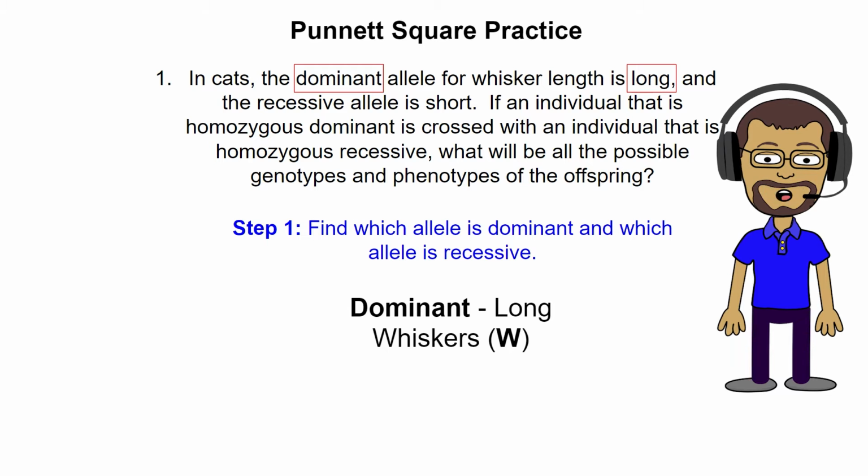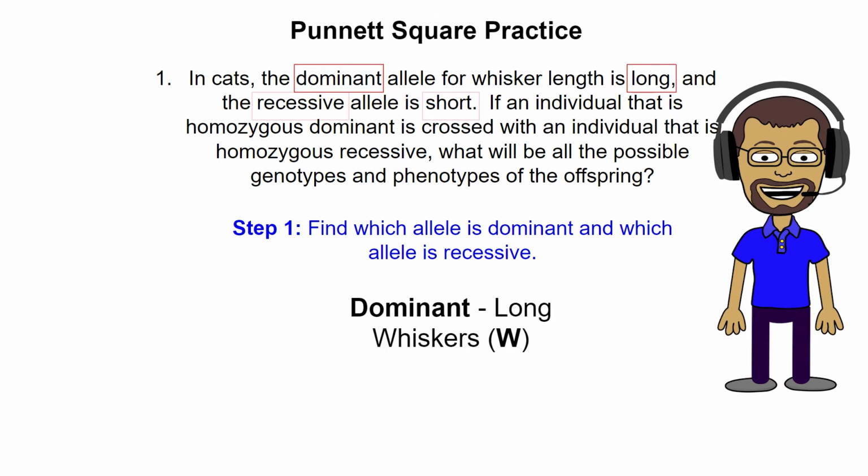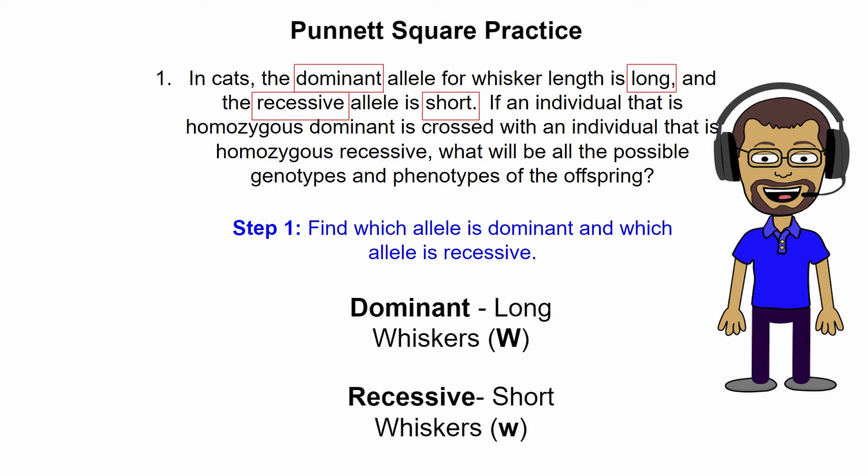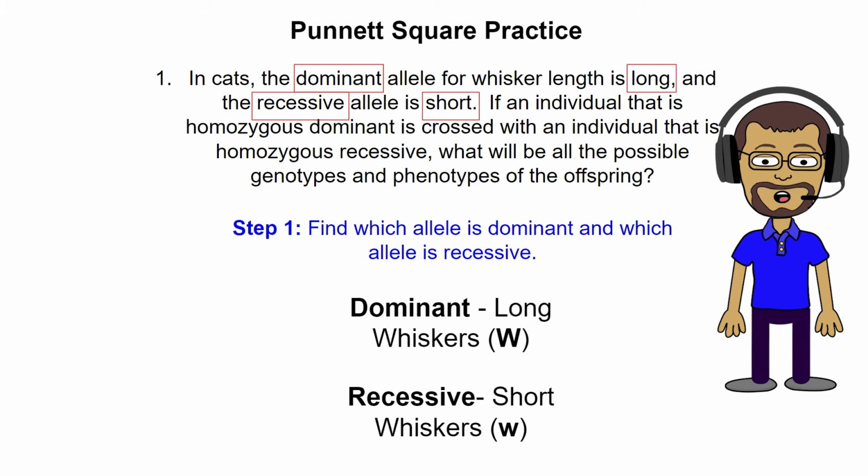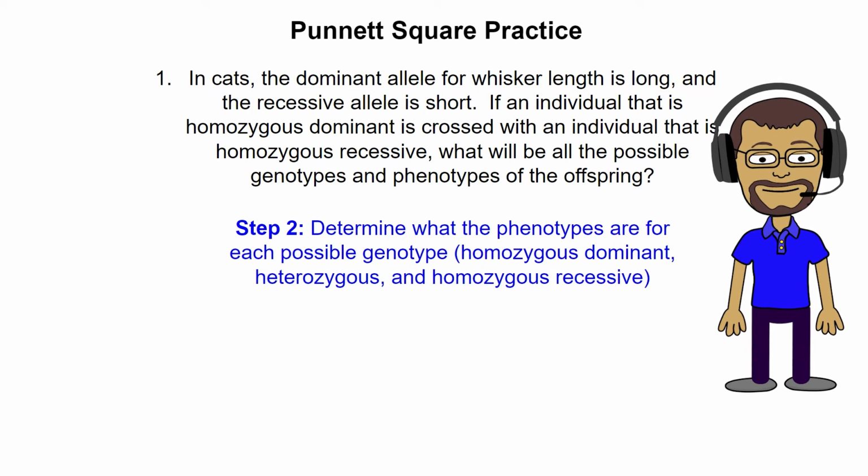It says it right there in the first sentence. The recessive allele is short, and we're going to use a lowercase w to signify recessive. So we have dominant long whiskers, recessive short whiskers. Let's go to step 2. Determine what the phenotypes are for each possible genotype.